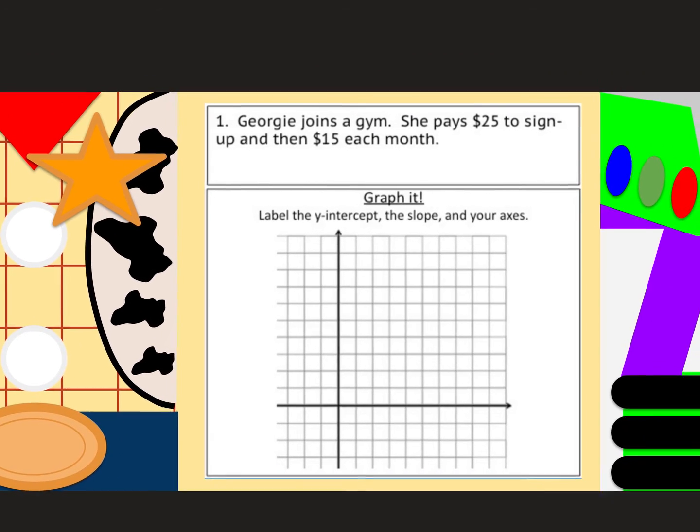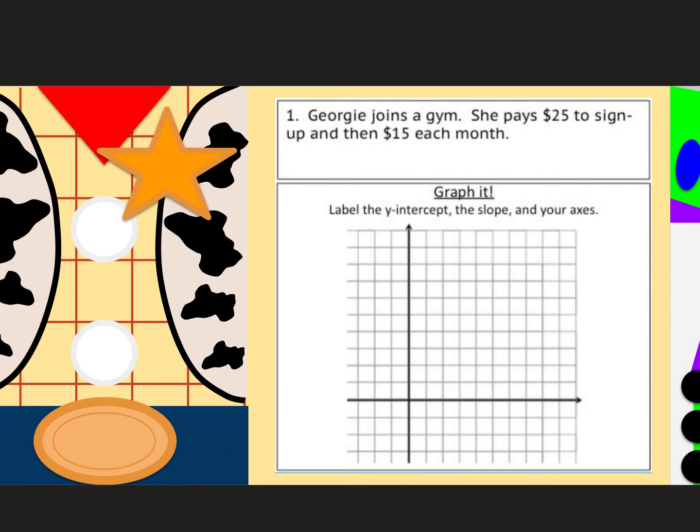Alrighty, so let's go ahead and take a look at the first example. It said Georgie joins a gym. She pays $25 to sign up and then $15 each month. All right. So the first thing on your paper you see, create the equations. That's always the first thing you want to do looking at the word problem, is you want to create the equation. So we know that she pays $25 to sign up and that it's $15 each month.